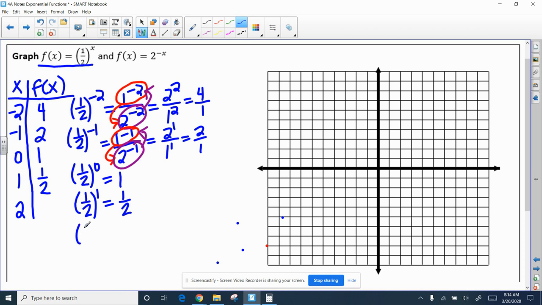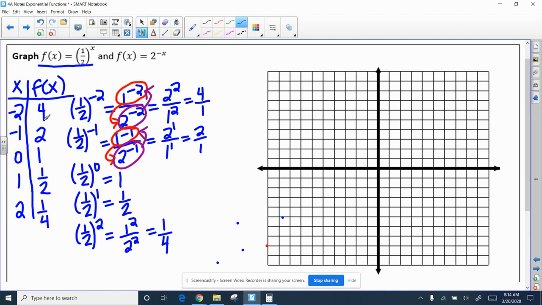And if I plug in a 2, 1/2 to the second power, like I did on the first numbers, I can raise each of these to the second power. So 1 to the second power over 2 to the second power would give us 1 on the top over 4 on the bottom. So 1/4. So let's go ahead and plot this one first.